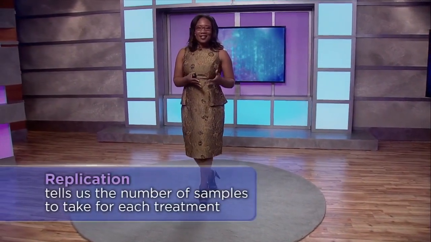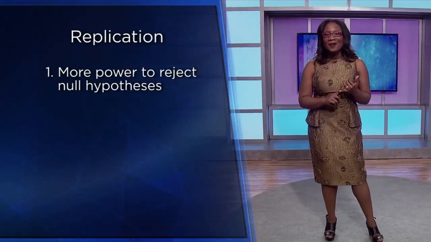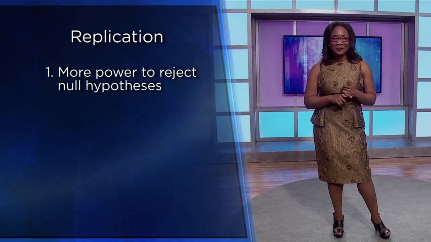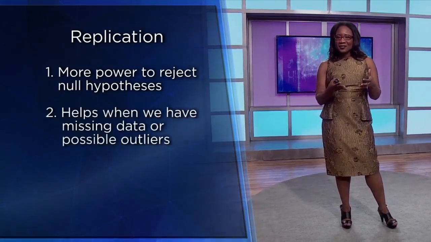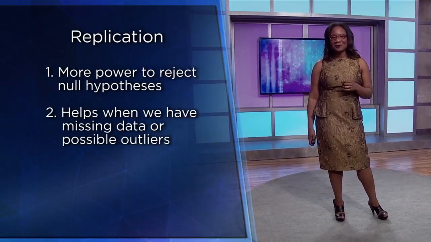Now, the second technique you're going to think about as you do your experimental design is that of replication. Replication tells us the number of samples that we have to take for each treatment. Now, when we increase the number of replications, we actually collect more information about our treatments. So this is a good thing. What replication does is give us the power to reject our null hypothesis, that the group means are all equal to 0. And it's also going to help if we've got missing data or possible outliers.